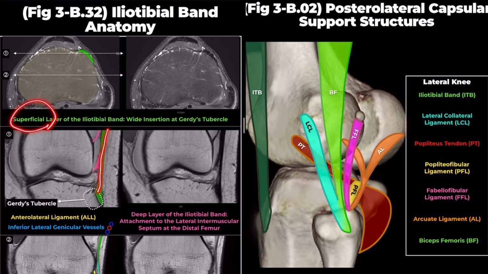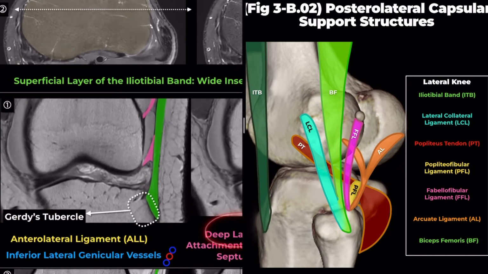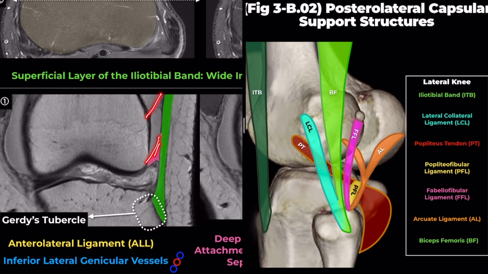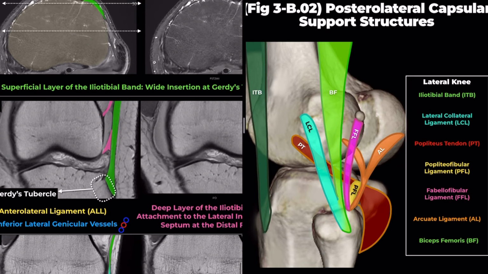The superficial layer, which is the main tendinous component, inserts onto Gerdy's tubercle on the anterolateral tibia. The deep layer attaches the superficial layer to the lateral supracondylar tubercle of the femur and blends into the intermuscular septum at the distal femur. Here, only the superficial layer is colored dark green.